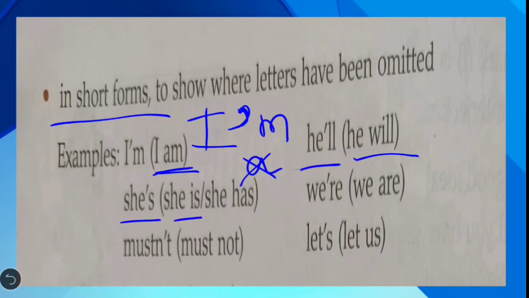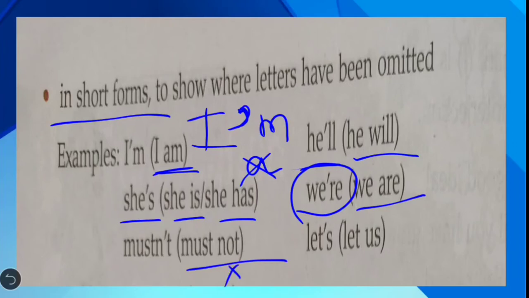In place of she's, she is or she has. In place of we are, we use we're. In place of must not, mustn't. Or we omitted an apostrophe: let's, let us. So in place of an omitted letter, we have to put an apostrophe.